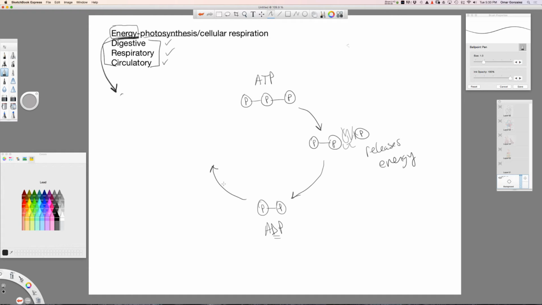Basically what we do is we use glucose to rebuild with cellular respiration. This is where cellular respiration takes place. We rebuild that last bond right here. We'll make it like a little dotted line, which continues the cycle. So glucose is used to rebuild ATP from ADP. Okay, cool. So that was that.